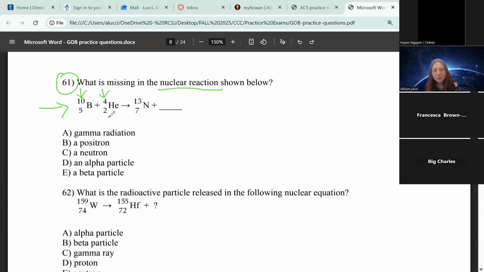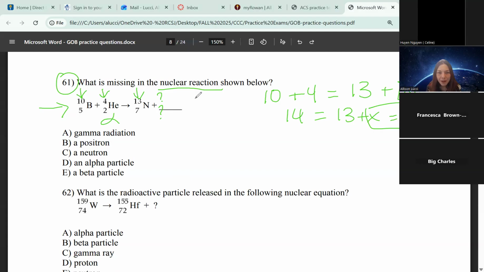So my mass on my reactant side, boron, has a mass of 10. This alpha particle, this helium nucleus that I have, has a mass of 4. And then on my product side, I see that I have nitrogen, which is a mass of 13, plus some unknown mass. So this is unknown here, both the mass and the charge. All right, so I can solve for this x. My mass number must be 14 equals 13 plus x. So my x must be 1.